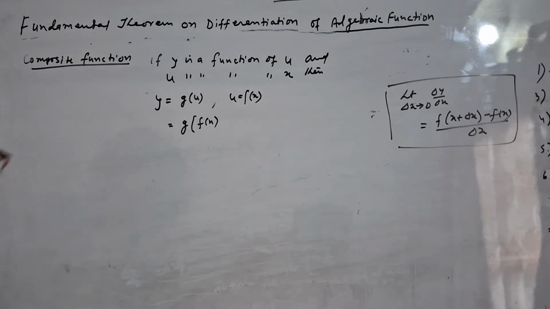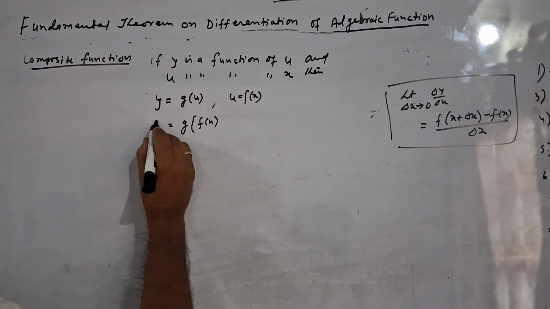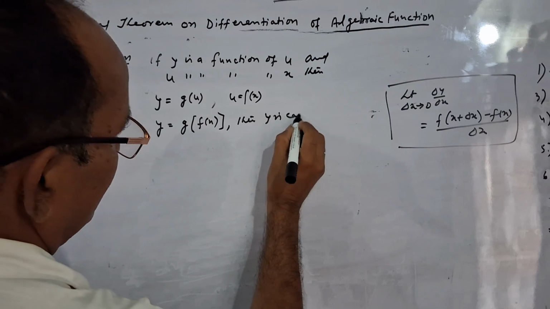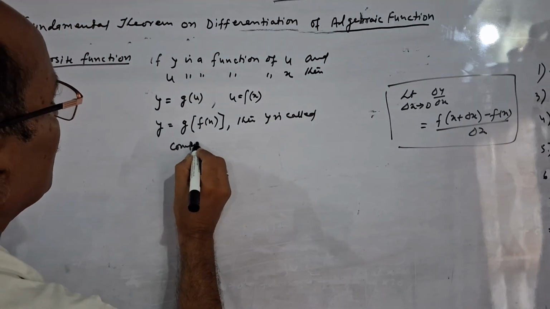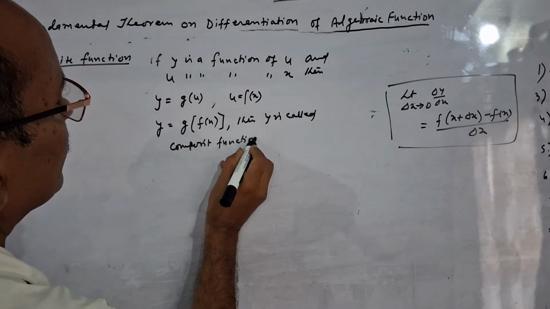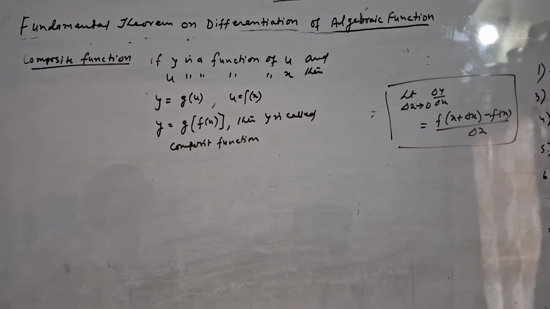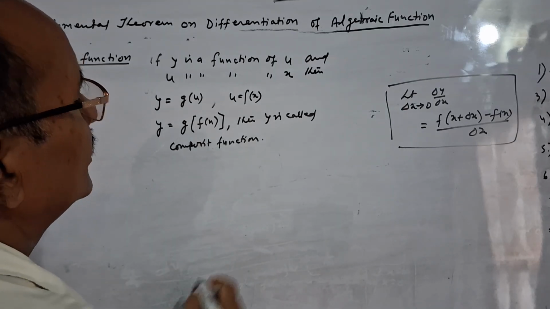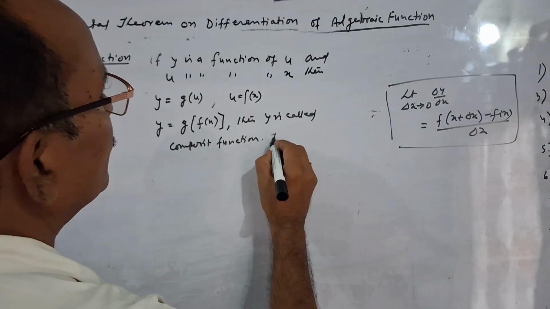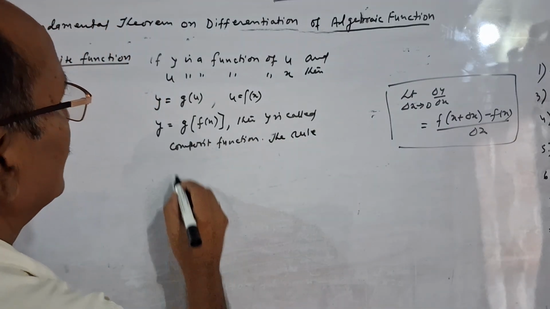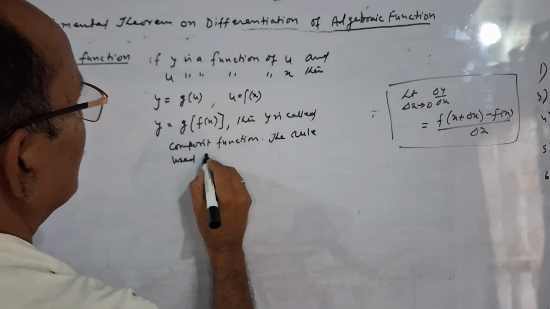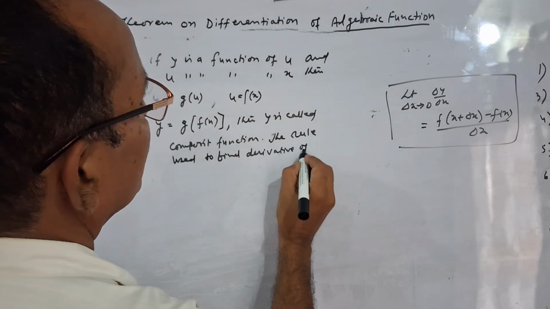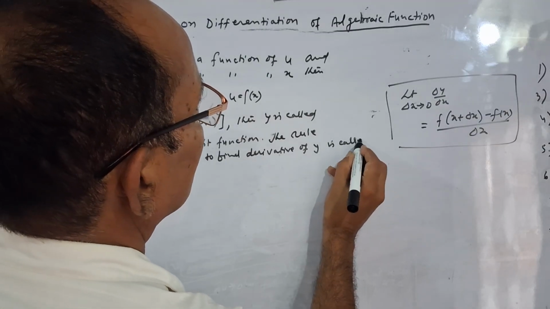Then y is called a composite function. And the rule used to find the derivative of y is called the chain rule.